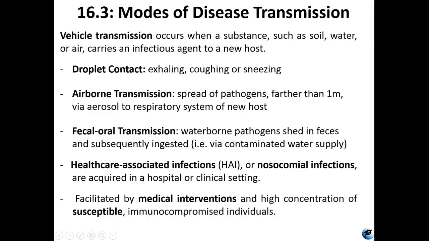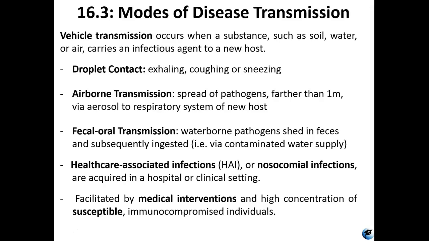Vehicle transmission occurs when a substance such as soil or water or air is carrying the infectious agent. Droplet contact is when you're breathing on somebody, you're coughing or you're sneezing, and it transmits your cold virus, for example. Airborne transmission is different from droplet contact in that in order for something to spread by airborne transmission, it has to travel further than a meter. In other words, the bacteria or the virus has to survive in the air, and it has to be able to travel a meter or more in order for it to be considered airborne transmission. So these are aerosols that you breathe in.